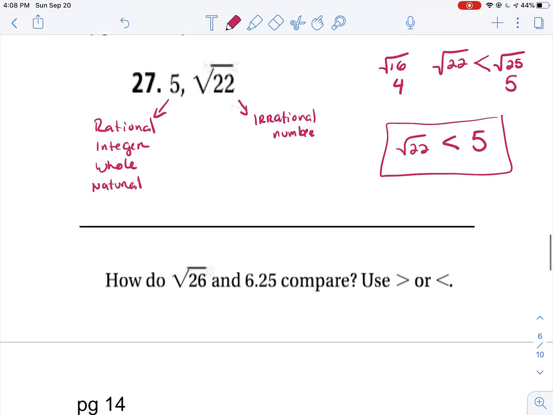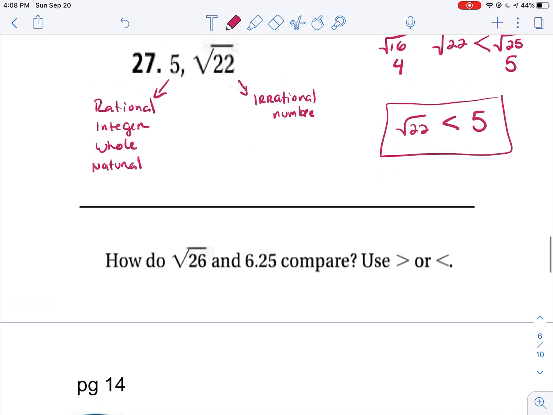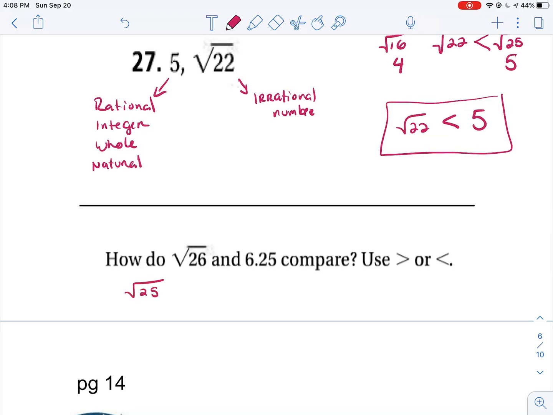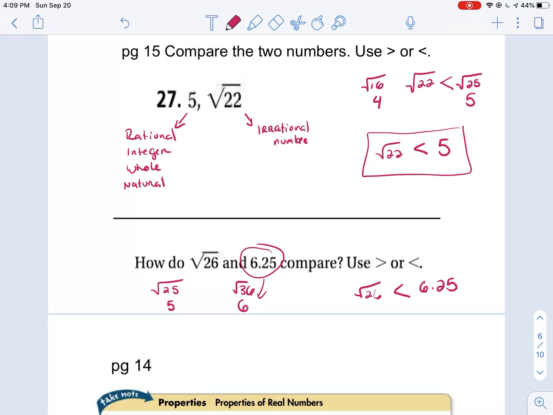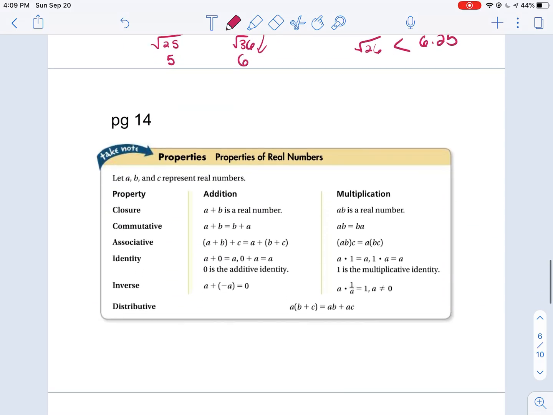Okay? And the same thing works for radical 26. Radical 26 versus 6.25. In between what two numbers is radical 26? Well, it's in between radical 25 and radical 36, meaning it is in between 5 and 6. This means that 6.25 has to be bigger than 6. So radical 26 is less than 6.25. All right. So that's how we work with real numbers. That's how we order these real numbers and compare the real numbers.